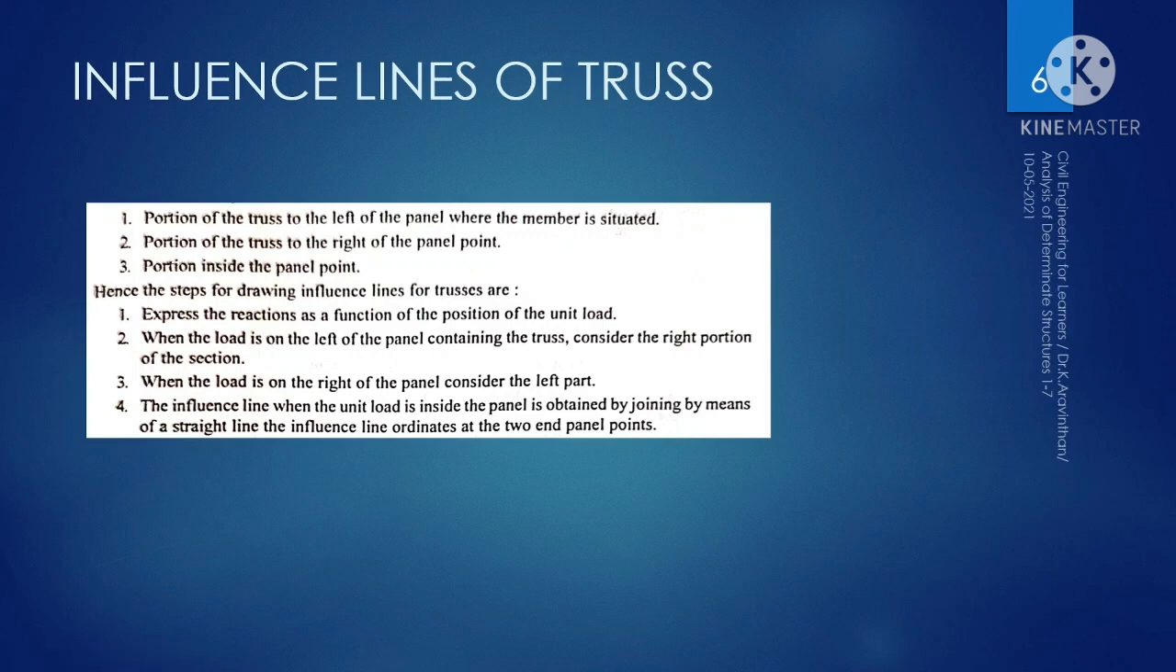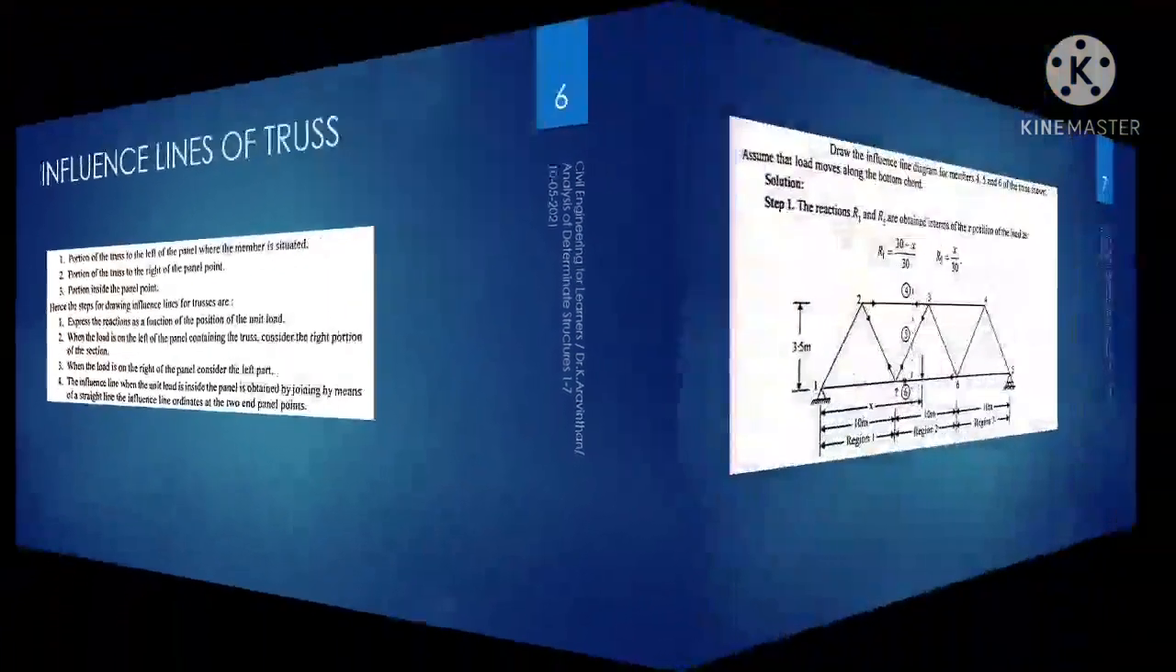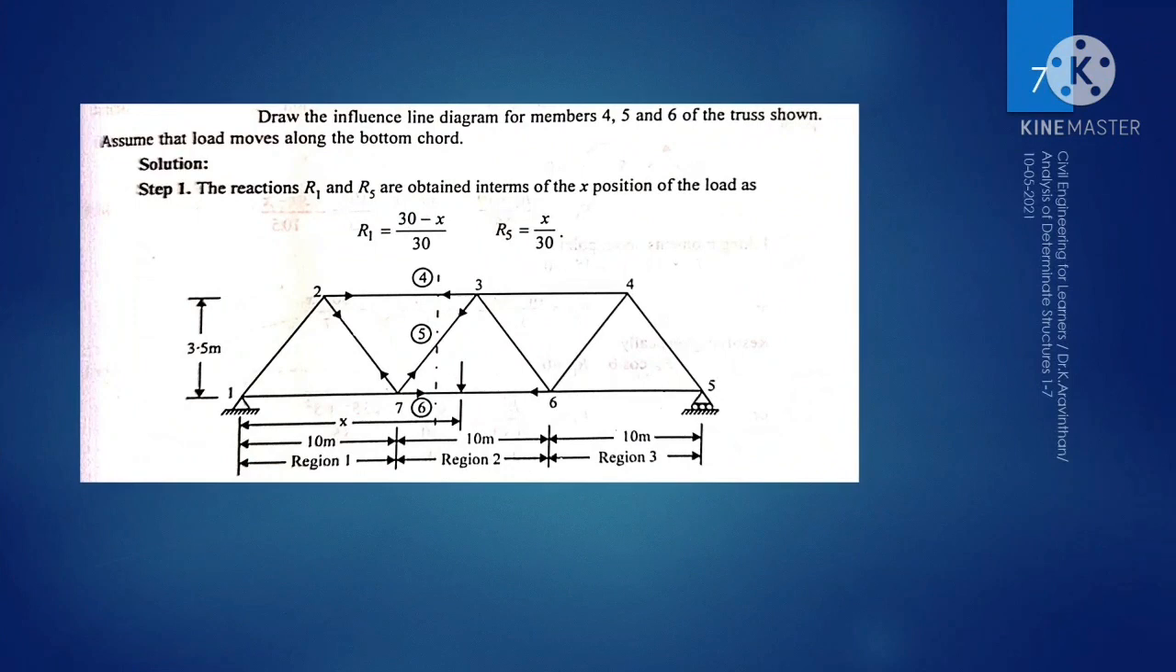While doing the influence analysis, the first thing is the portion of the truss to the left of the panel where the member is situated, and the next thing is the portion of the truss to the right of the panel point and the portion inside the panel point. So you have to take a panel on one side and find the member at the other side. Okay, let us understand by using this example.